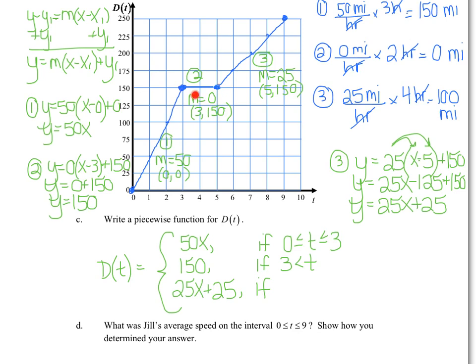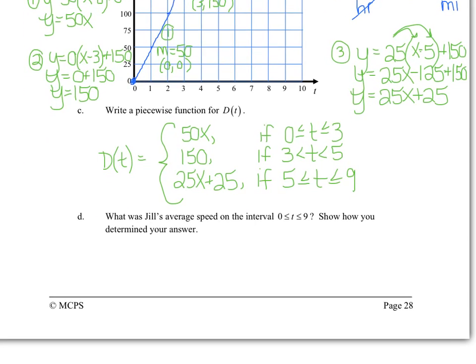So in this case, she's going from 3 to 5. So I'm going to say 3 is less than t is less than 5. You could also say less than or equal to 5, as long as you're aware of that with the third equation. So because I said less than 5, my last equation is going to be 5 is less than or equal to t, and my interval is going to be from 5 to 9, so less than or equal to t, which is less than or equal to 9. And that is my piecewise function.